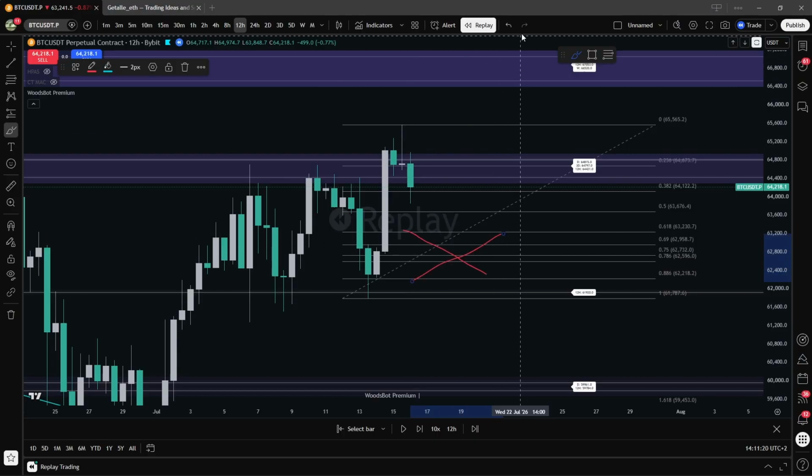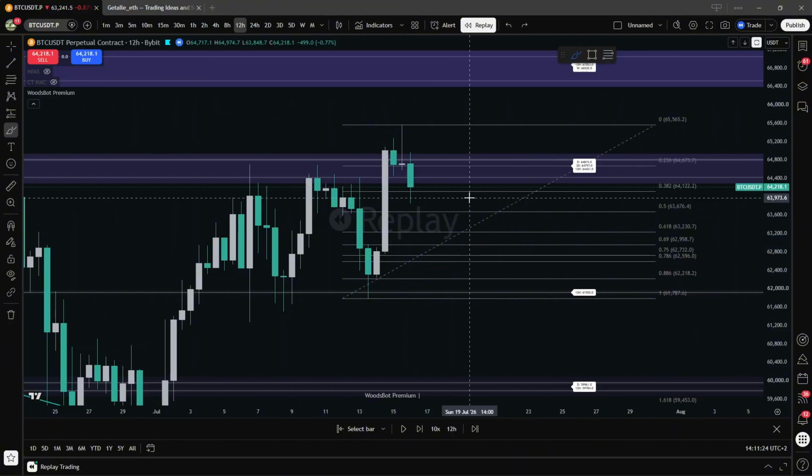But I don't need to have a 12-hour WoodsBot level when I'm planning my trades. I'm planning my trades on the 12-hour time frame based on market structure, but I execute on the lower time frame. So even though I plan my trades on the higher time frame, I execute on the lower time frame. And I think this is the best way to do it. So plan your trades on the higher time frame and execute your trades on the lower time frame.